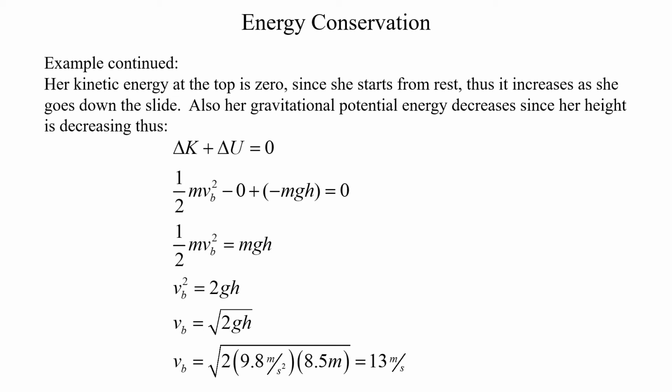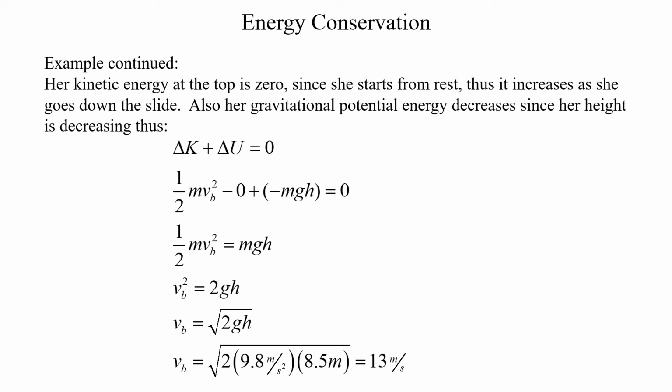The change in the kinetic energy is her final minus initial. Her final we'll write as 1/2 m v_b squared, meaning the velocity at the bottom. Her initial kinetic energy was 0 since she started from rest. So we have 1/2 m v_bottom squared minus 0. The change in the potential energy decreases since she decreases in height. So that's minus mgh. Those sum to 0. So we get 1/2 m v_bottom squared equals mgh.